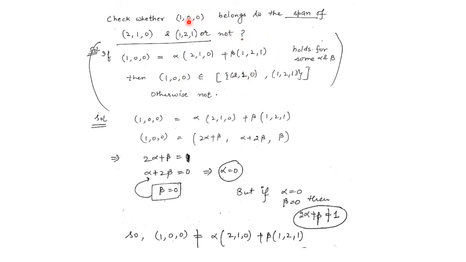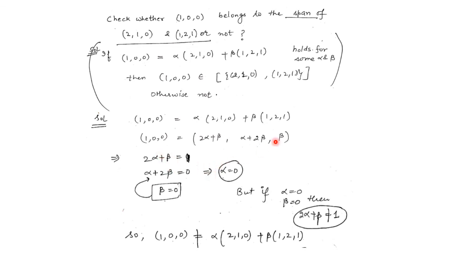So we have to check whether this element belongs to the span of this, means belongs to the linear combination of this. So we write 1 0 0 as a linear combination of this, means alpha times this plus beta times this. Okay, now you can take alpha inside and beta inside and combine these two. So you get this thing. So comparing both sides, you get 2 alpha plus beta is 1, alpha plus 2 beta is 0, beta is 0.